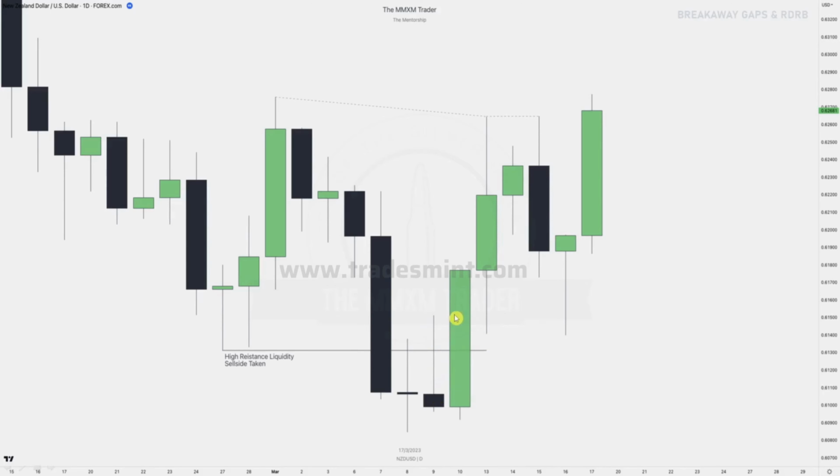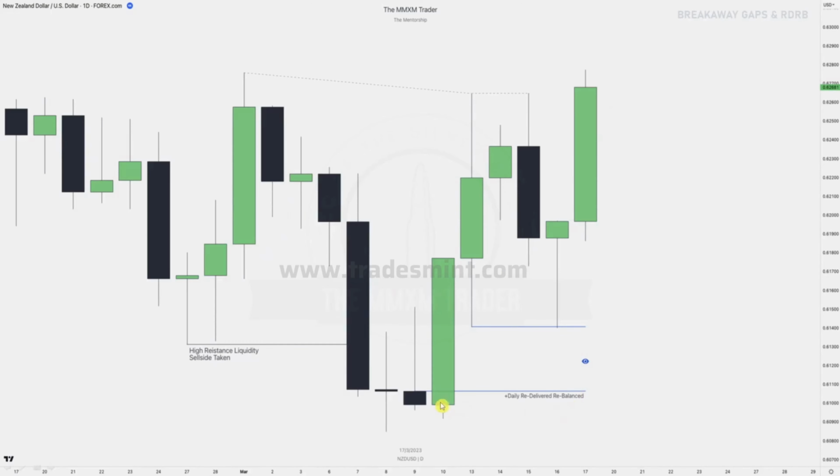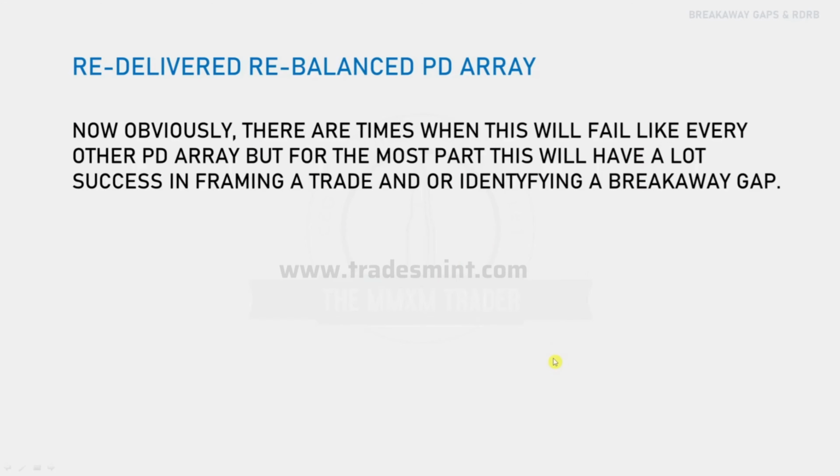Again, up, down, and the next one up. Leaving that redelivered, rebalanced PD array. And outlining it with annotations. We can see price dips just slightly inside here and then continues its path up. Think about drawn liquidity, right guys? We have this failure swings into external range liquidity and eventually we hit that target. Now obviously there are times when this will fail like every other PD array, but for the most part this will have a lot of success in framing a trade and or identifying breakaway gaps.